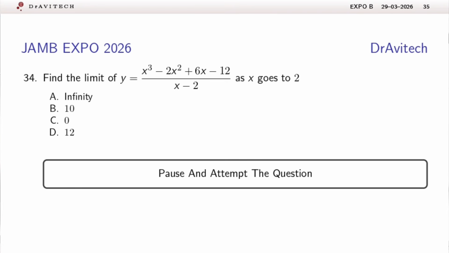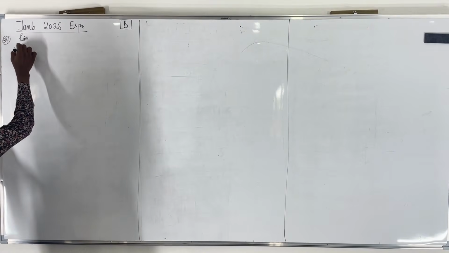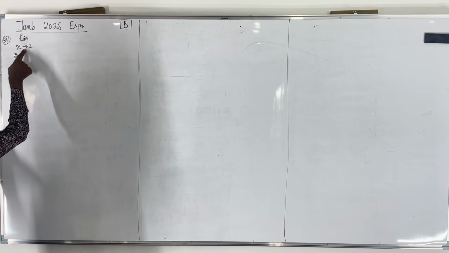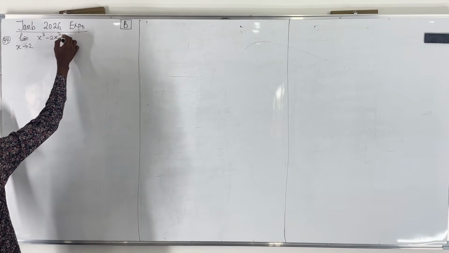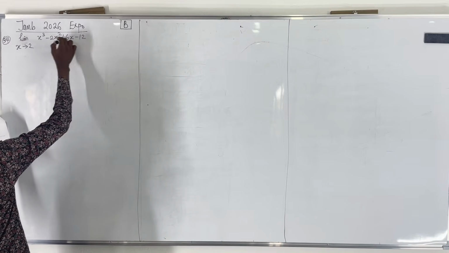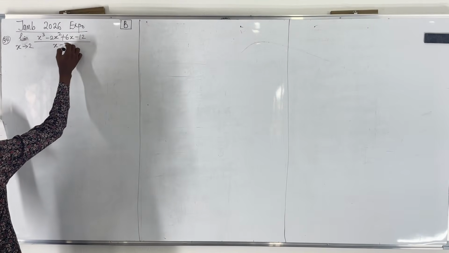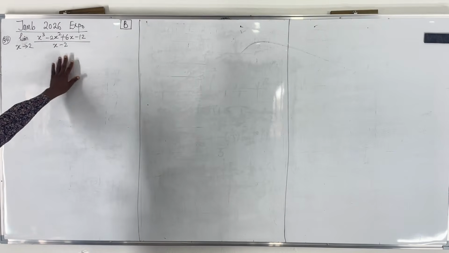Let me read out the equation first. Find the limit of y equal x cubed minus 2x squared plus 6x minus 12, over x minus 2, as x goes to 2. Now you can pause the video and try it out. There's another way to write this. In case you don't see it like this, here's another way they write the equation. They will say limit as x approaches 2, you see an arrow like this, so it means x is going to 2, of x cubed minus 2x squared plus 6x minus 12 divided by x minus 2. So they can just say evaluate this.